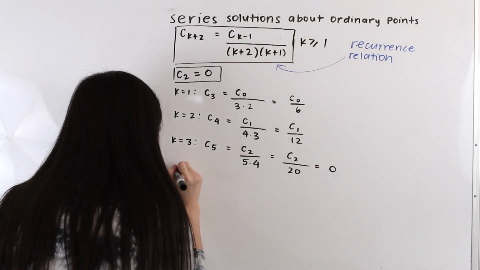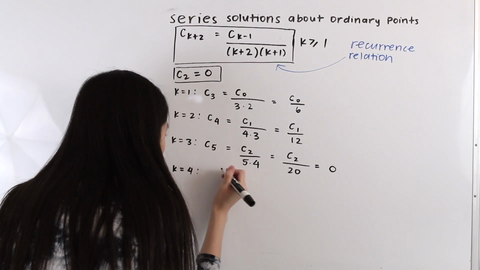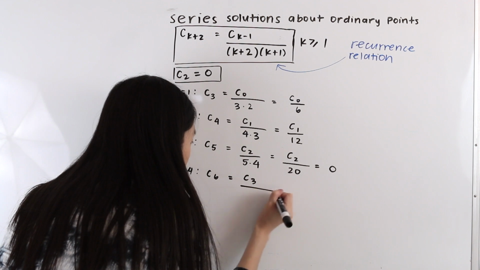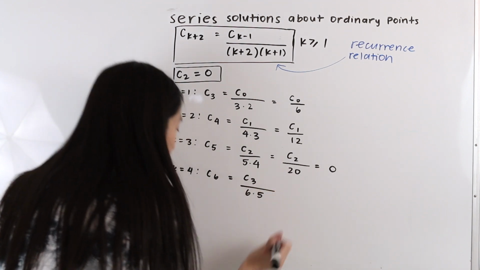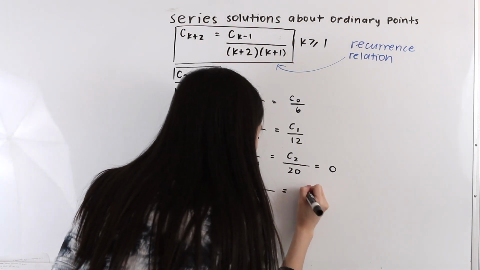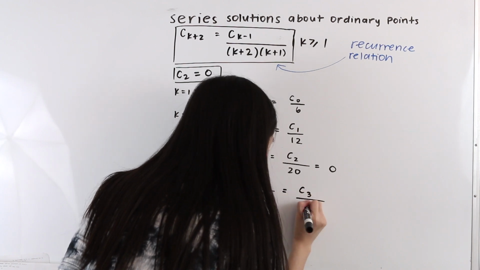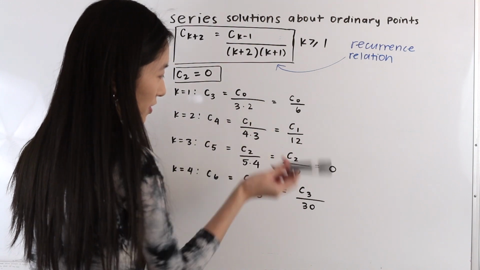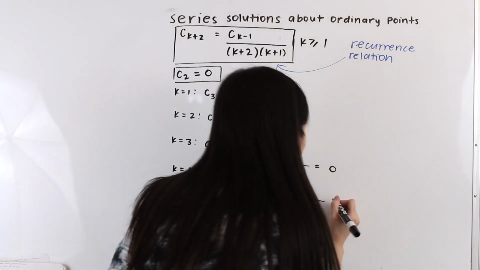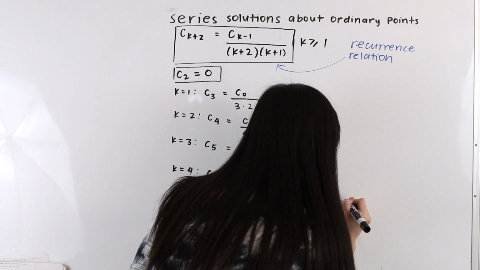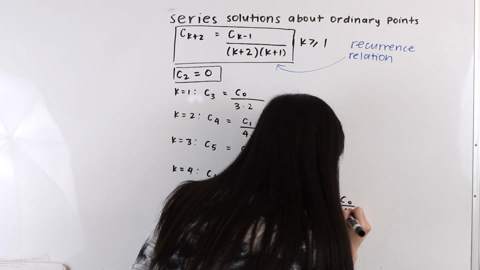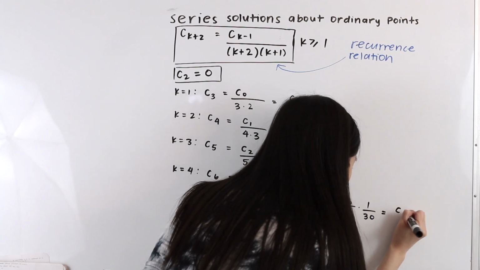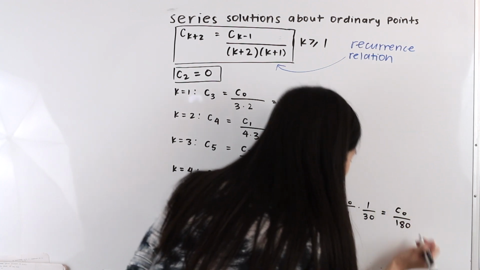And then we have k equals 4. And so we have c6 is equal to c3 over 6 times 5. So we have c3 over 30. And we know that c3 is equal to c naught over 6. So let's go ahead and plug that in. So we have c naught over 6 times 1 over 30. So we have c naught over 180.